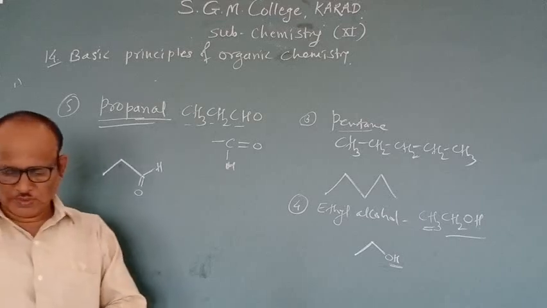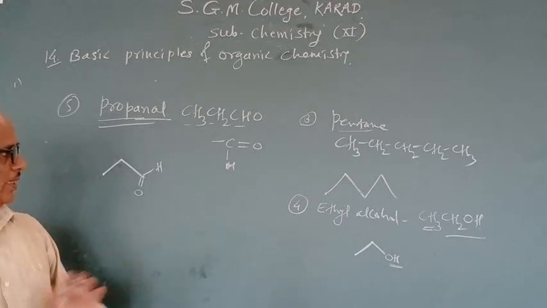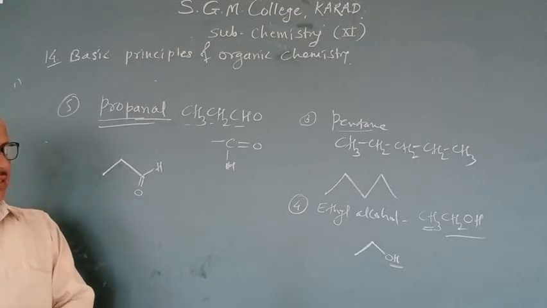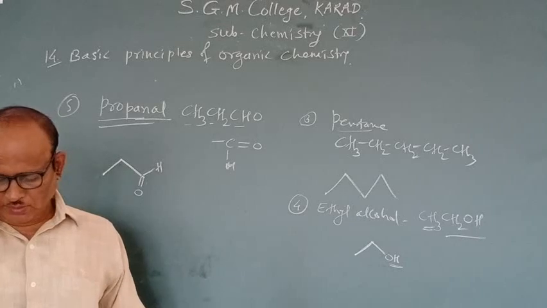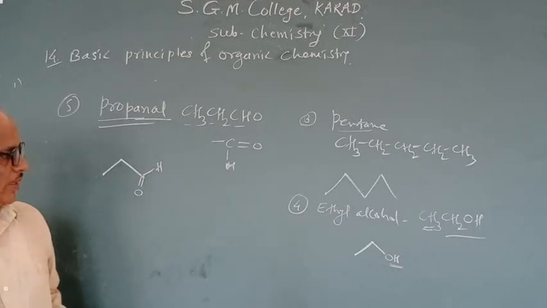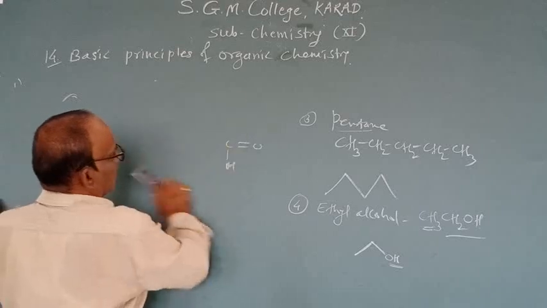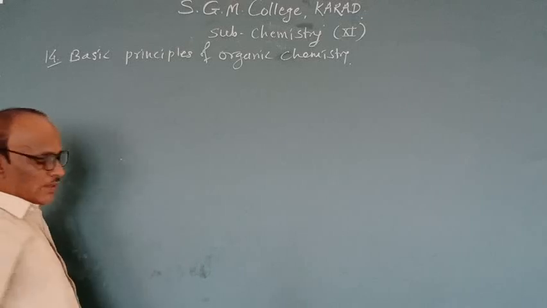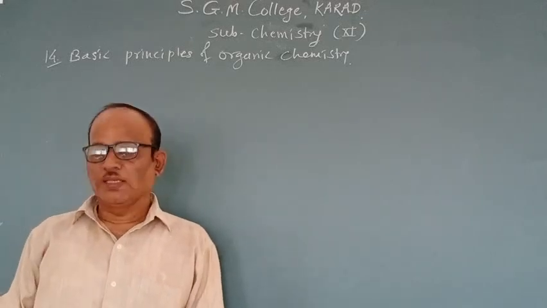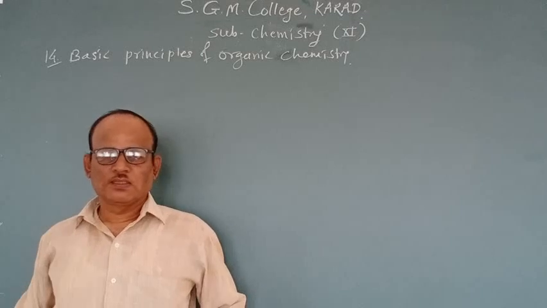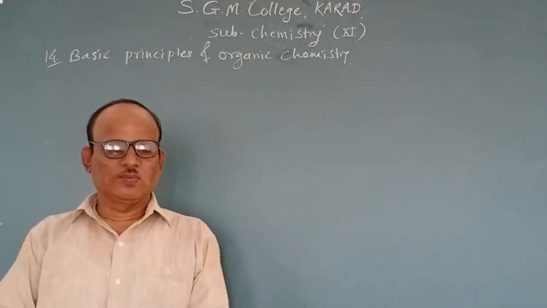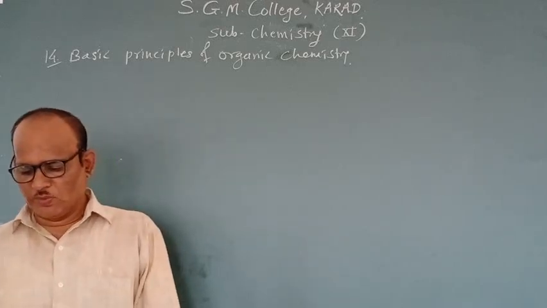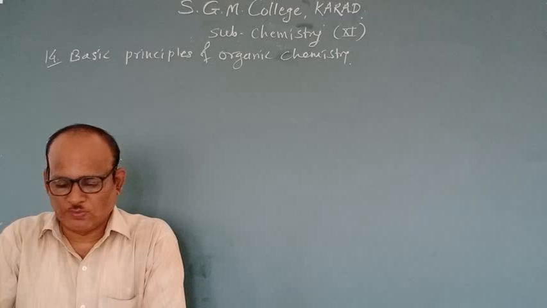So in this way we have studied the different compounds, that is alkanes, alcohol and aldehydes, and how to represent them by bond line formula, and this bond line formula is also called a zigzag formula. So in today's lecture we have studied the structural formula, then the electron dot formula, then the condensed formula, and the last one is the bond line formula, also called a zigzag formula.